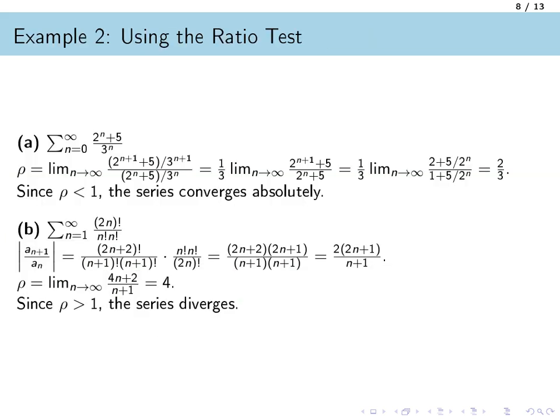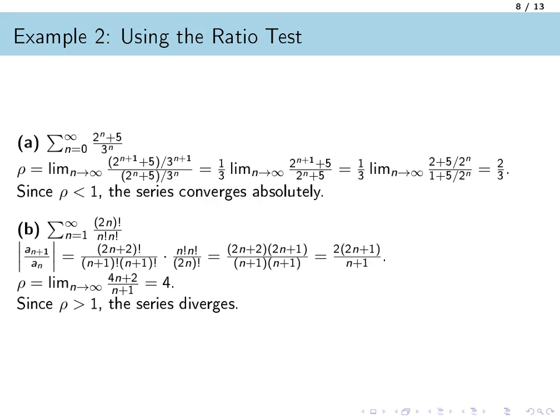convergence. Now let us apply the ratio test to a second example, which is a great illustration of how well this test works with series that contain factorials. The general term of our series, a sub n, is the quantity 2n factorial divided by the product of n factorial with itself. First, we construct the next term, a sub n plus 1, by replacing every n with the quantity n plus 1. Then, we form the ratio of a sub n plus 1 over a sub n.